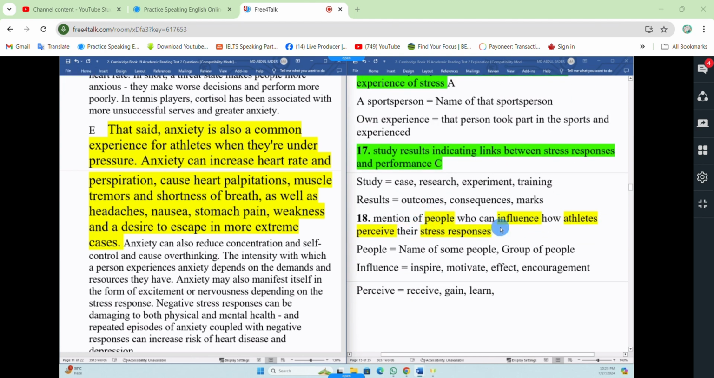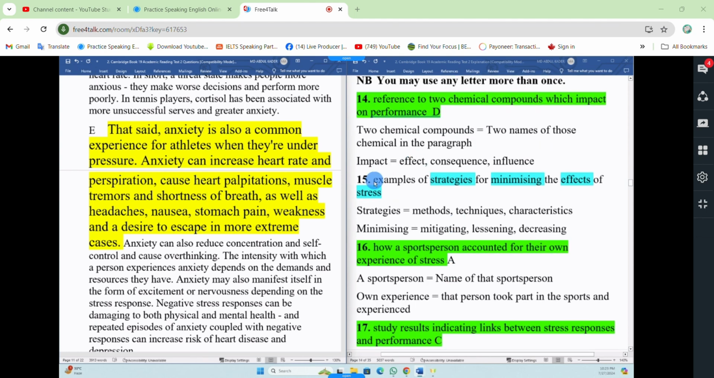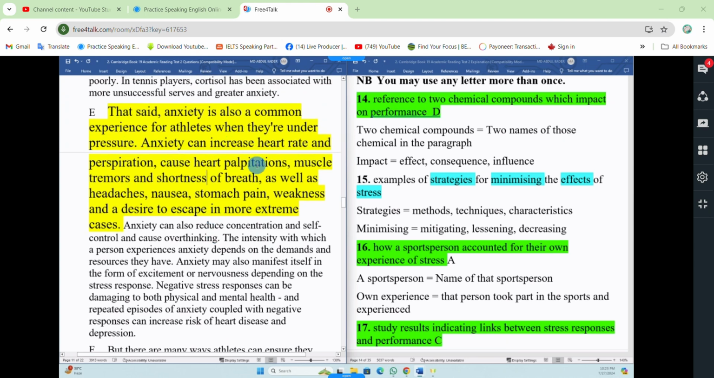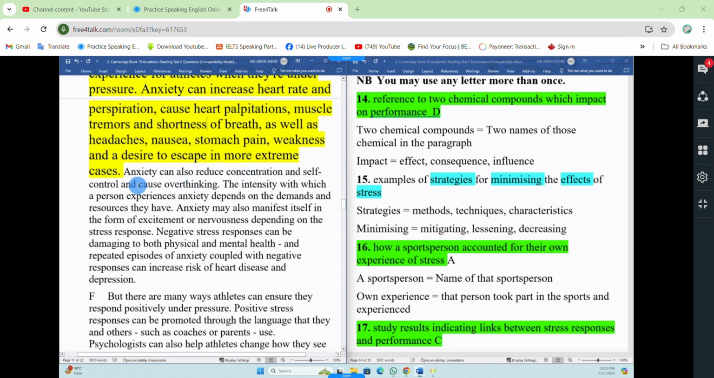Let's see question number. Strategies, or question of many people. Okay. No. Example of some strategies. No strategies are there. Okay. Anxiety can increase. So these are the result of anxiety. So what are the results of anxiety? The results are perspiration, heart palpitations, muscle tremors, shortness of breath. So these are the results.